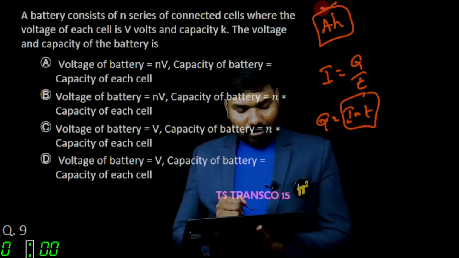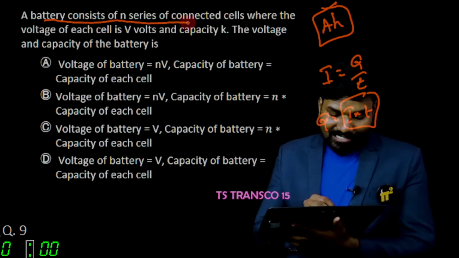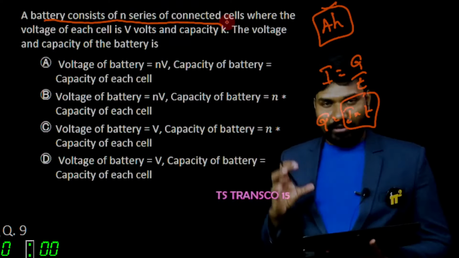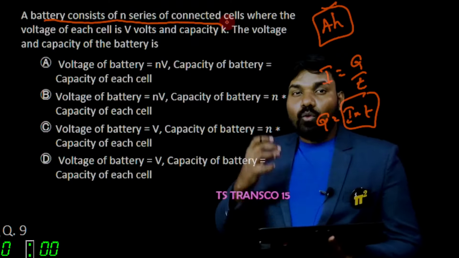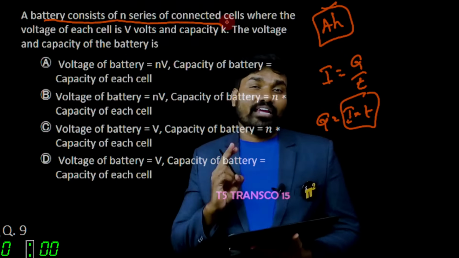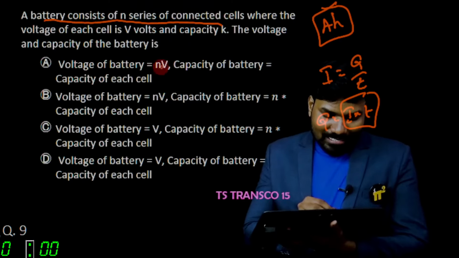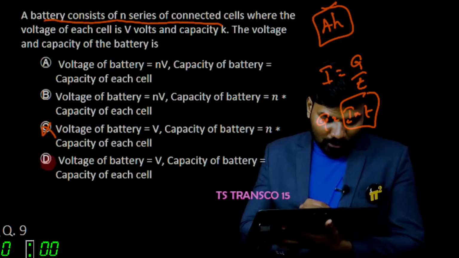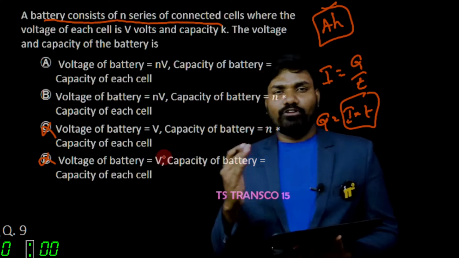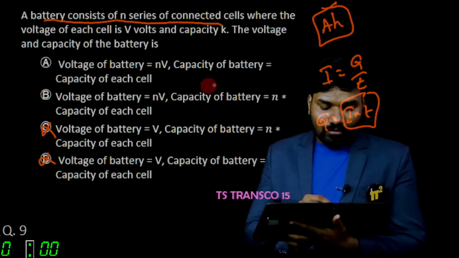Now, when I connect batteries in series, small cells are connected in series to form a battery. In series, the voltage will increase, but the current will be the same. So voltage is N times V. So these two are wrong, they are saying just V. If they are in parallel combination, it is just V. Here they are in series, so it is N times V.